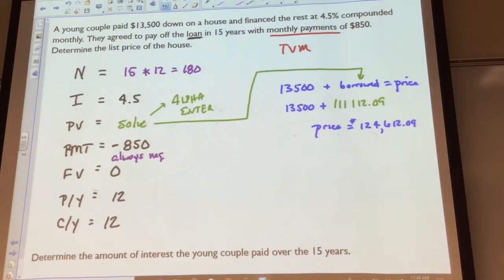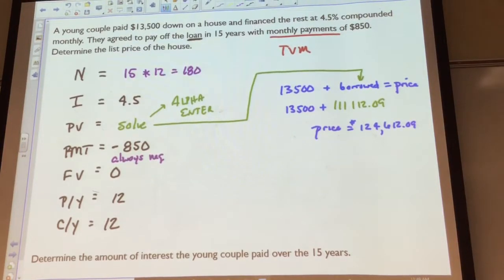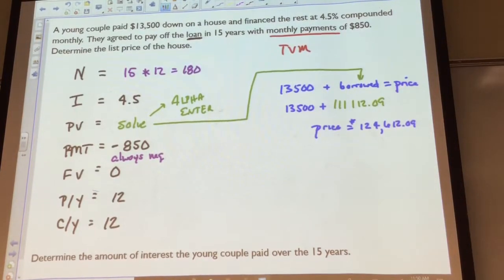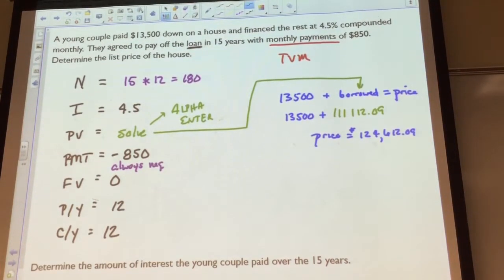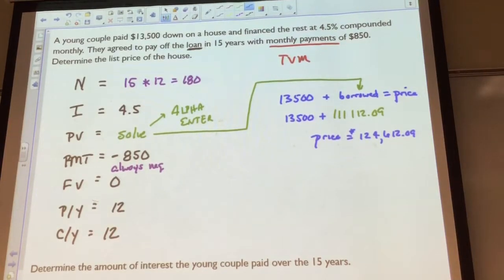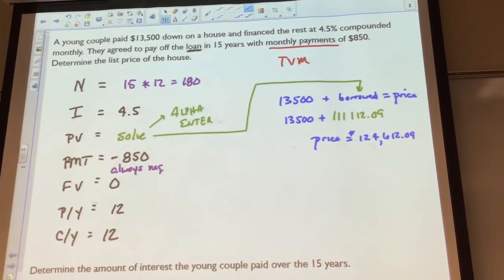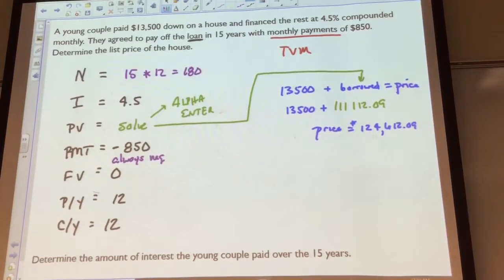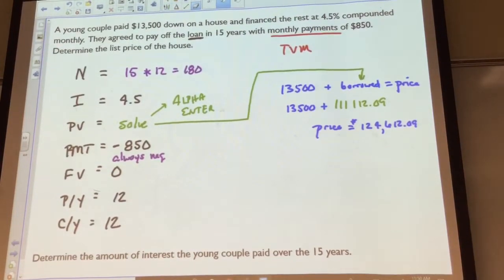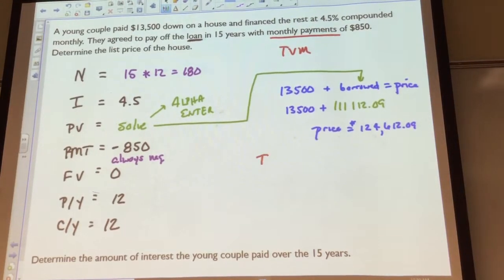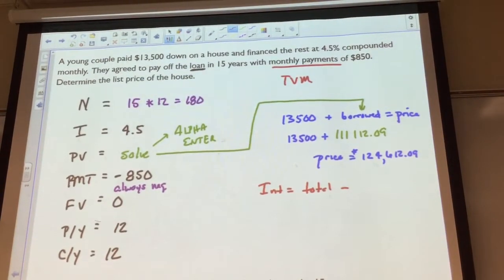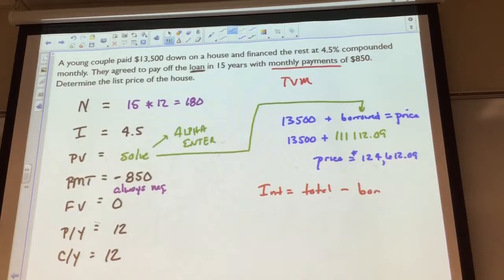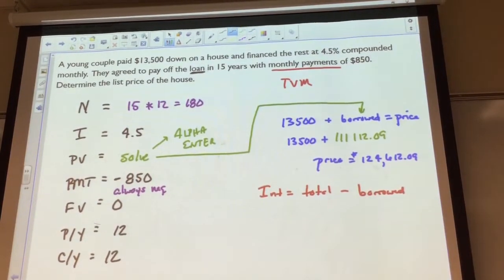Not finished with the problem yet, because we've got the second part of the problem now that says determine the amount of interest that the young couple paid over the 15 years. Third biggest mistake on this problem, people went back to interest equals principal times rate times time. You ruled out simple interest very early in the exercise. You're never going to use it again in the problem. But the interest that you paid is equal to the total amount that you paid minus what you borrowed.